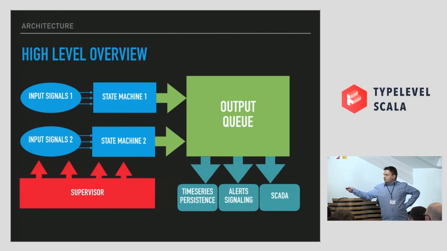And that output gets thrown into a queue of messages, which is going to be a global queue of everything that happens in this system. And we can pull from that queue and do persistence in time series. Again, complete decoupling. We don't have to sprinkle the code with database persistence, for example. Database persistence is not the purpose of the state machines. We can trigger alert signaling, we can send emails or whatever when problems happen. We can send commands through SCADA, which is like this protocol used in the industry.